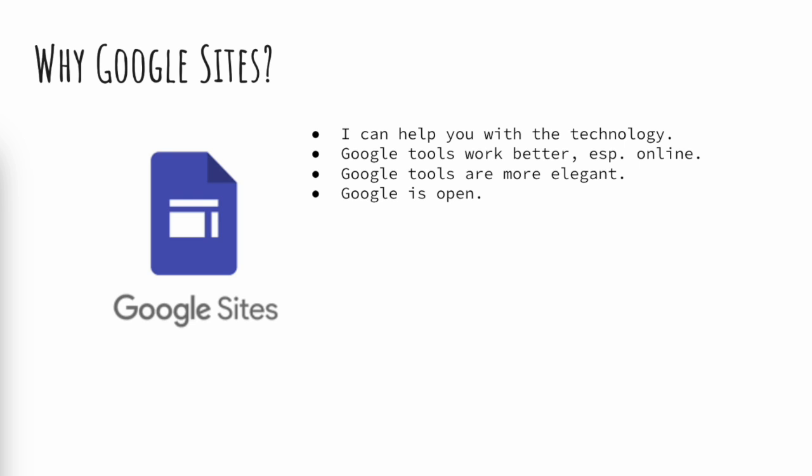Finally, Google is open to the net and to you. What you produce in Google is yours to keep. What you produce in D2L is locked away, and when the class is over, you're locked out. D2L is a closed system, which is why I use it to keep your grades and attendance records. But your classwork should be open, especially open to you. It belongs to you, and Google lets you keep it.